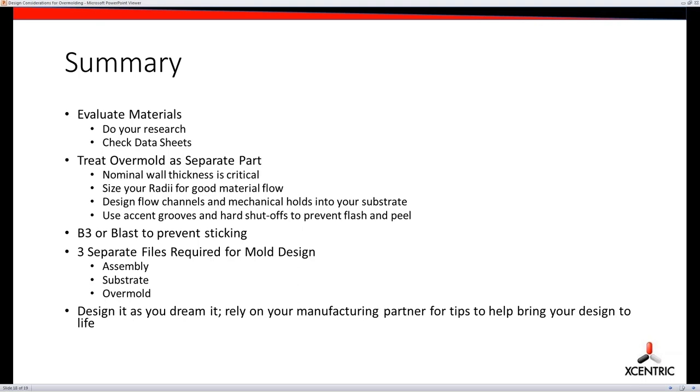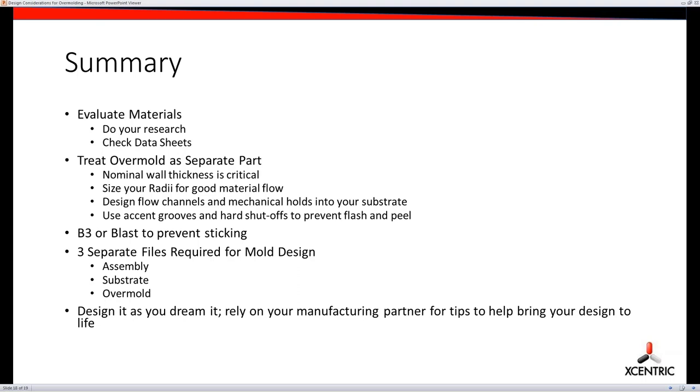The next is, as we said, you've got to treat the overmold as a separate piece. Maintain nominal wall thickness whenever possible, radii for good material flow, put design flow channels and holds into your part, whether that be holes or ribs or grooves. And make sure we have some nice hard shutoffs. We showed you those three examples of different ways to do that.